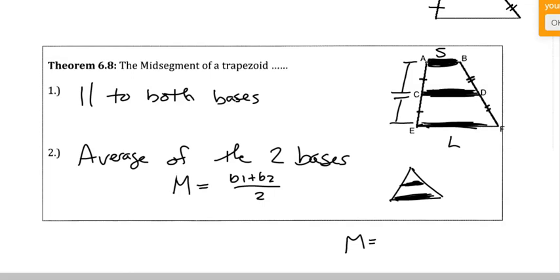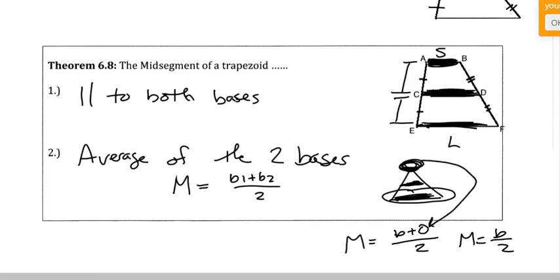Midsegment equals base 1, which is the base, plus base 2. What is the length of this thing up here? 0 divided by 2. Yeah, same exact formula. It's just the base divided by 2, because for a triangle, the second base is just 0. So this formula is technically the formula for trapezoids, but it would work for a triangle as well, just knowing that the base is 0.